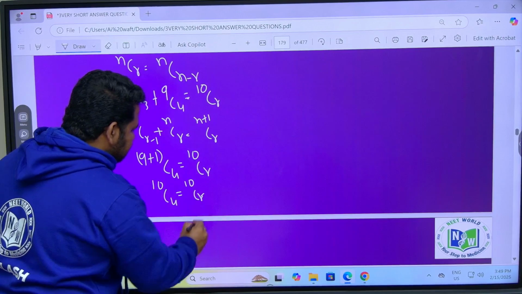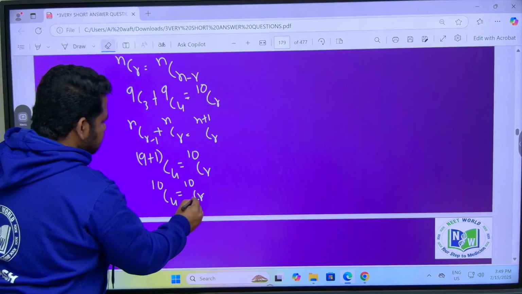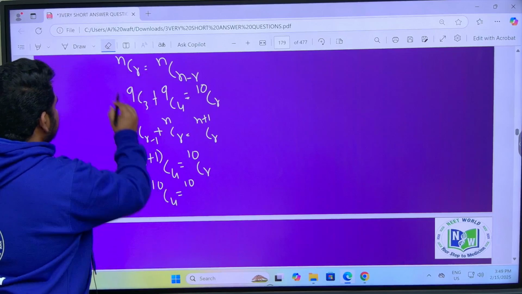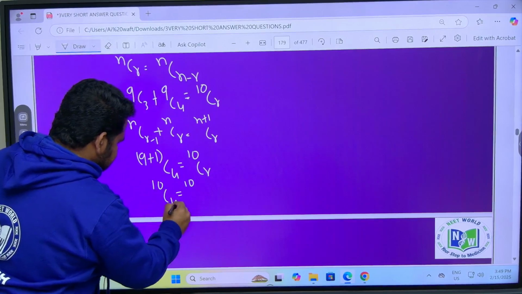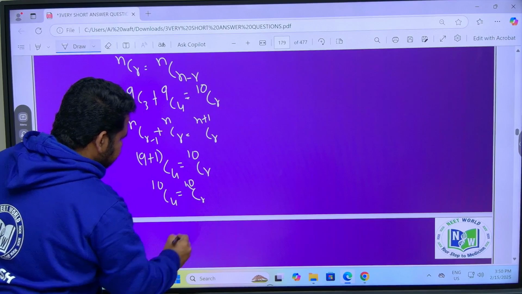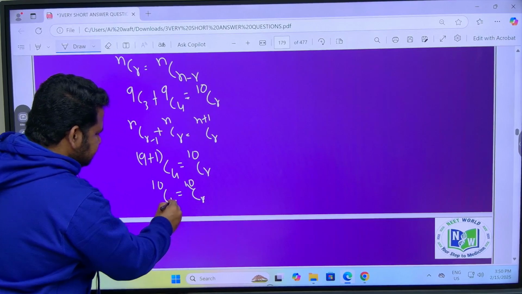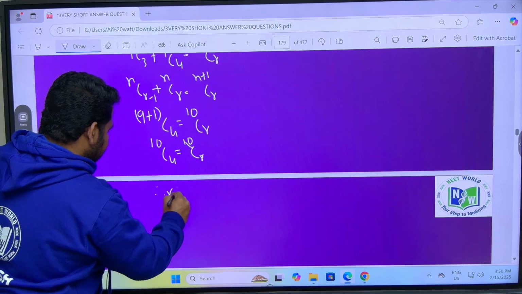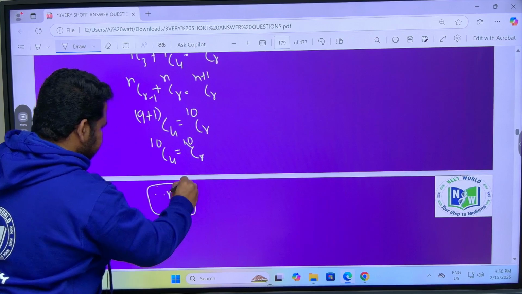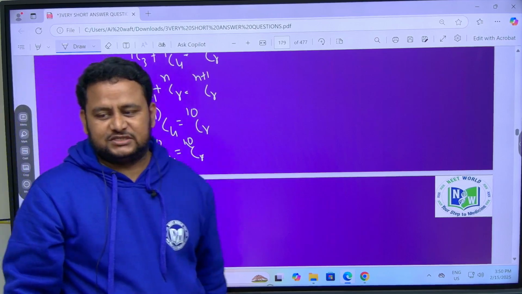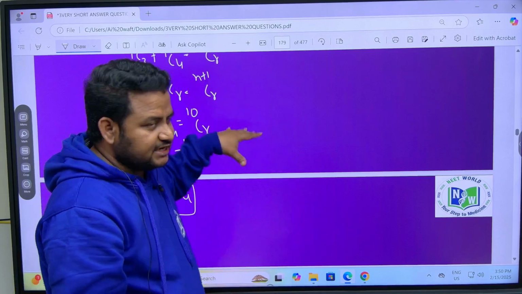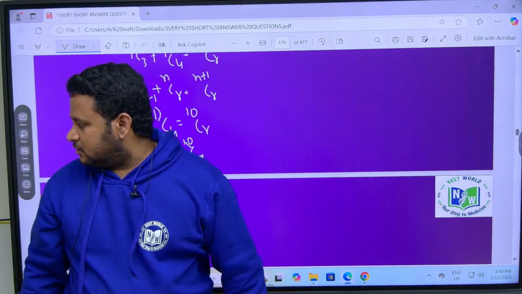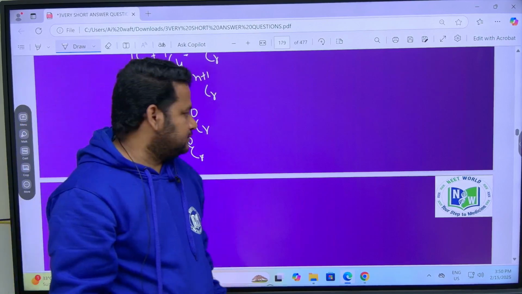So, what will happen here? If you compare both LHS and RHS, here it is 10C4 and here it is 10CR. So R is equal to 4, friends. Simple, very simple. We are using the properties of combinations, that's all. That is why I wrote it in the beginning itself, that the properties of combinations are highly important.